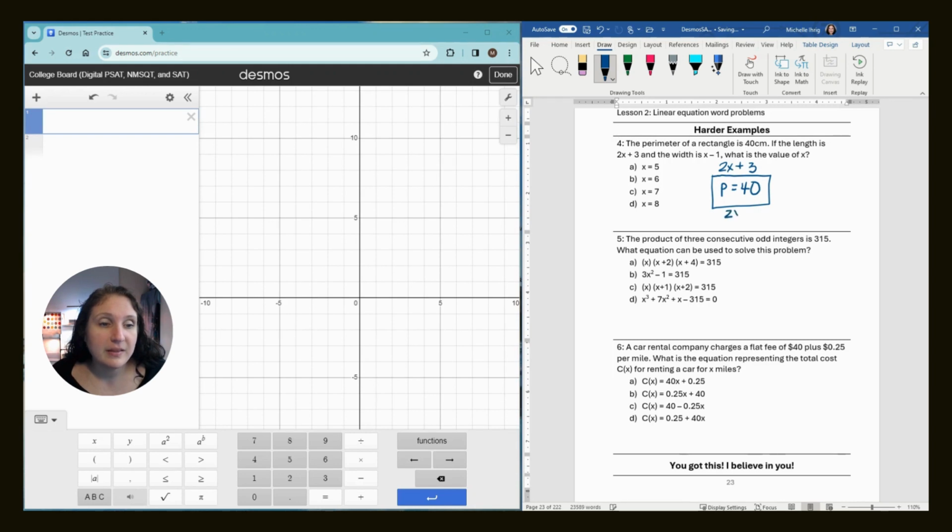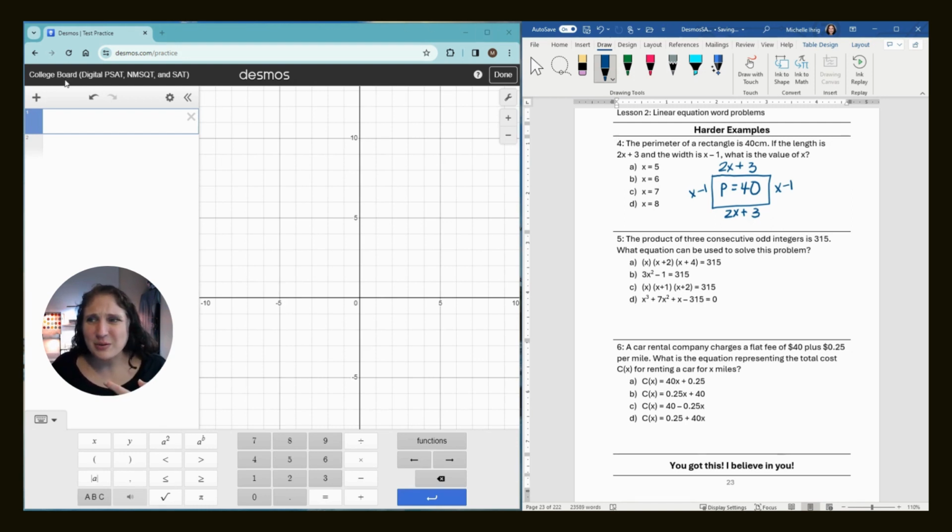So I'm going to just make the length the longer one, but it doesn't matter because we know for perimeter we add all the sides. The width is x minus 1. And it wants to know the value of x. So there's a couple ways to do this. You could add all sides. You could do 2 times one side plus 2 times the other side. I'm just going to add all the sides.